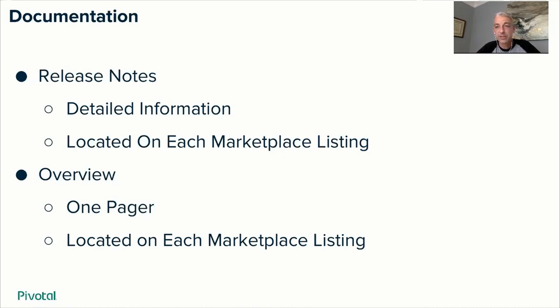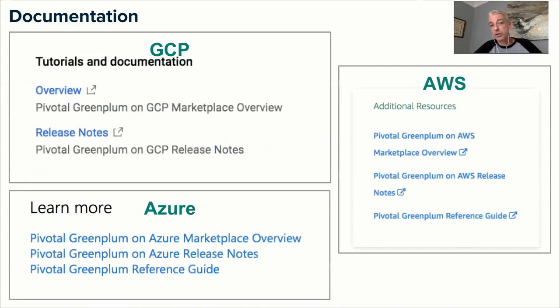There's also an overview document. It's a one-page overview that shows the features and highlights of the different cloud marketplace listings. These are also located on the marketplace listing itself, and this is what it looks like. On GCP, there's a tutorials and documentation section that has the overview and release notes. Azure and AWS both have an extra link for the reference guide, but they also have the overview and release notes. These are also specific to the cloud: GCP release notes, AWS release notes, and Azure release notes.